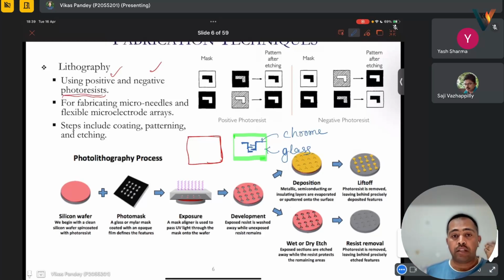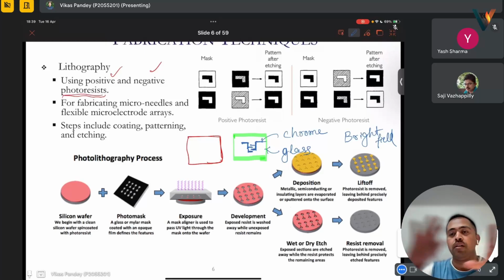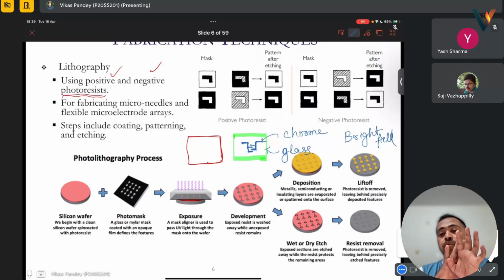Now to start with, there are two types of photoresist, that is positive and negative. Then there are two types of mask also. One is bright field, like the one I have shown, where only the pattern is dark, other areas are open. The opposite of it, where all the areas are dark and only the pattern is transparent, that is a dark field mask.